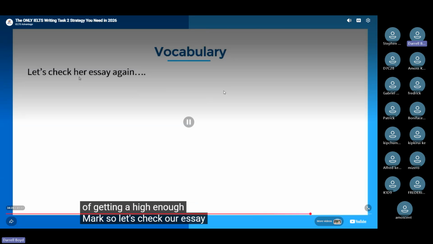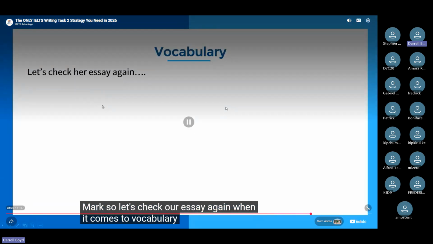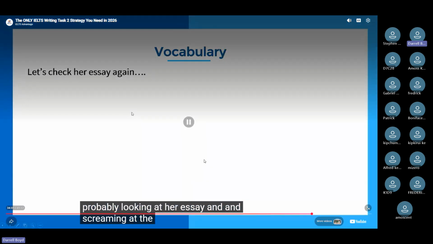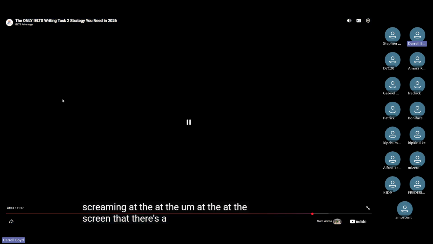So let's check our essay again when it comes to vocabulary, because we had a little bit of a debate, and you're probably looking at her essay and screaming at the screen that there's a big mistake in it. If you know that mistake, put it in the comments and tell me what you think of her vocabulary before we actually look at this big problem that she thought she had but she didn't really have. This is her essay. When you look at her original essay, she varied the word sleep over and over and over again, but incorrectly, and we'll look at that in a second.